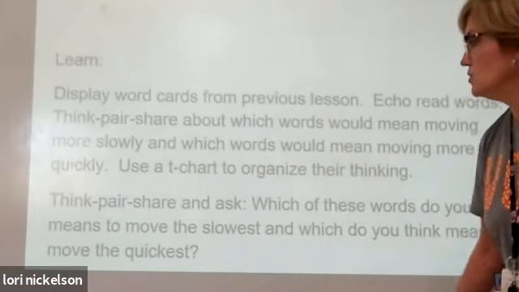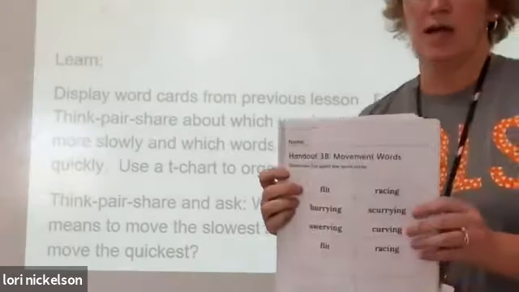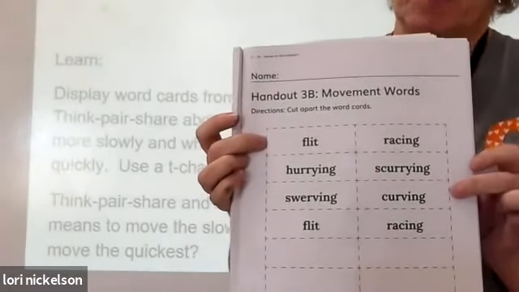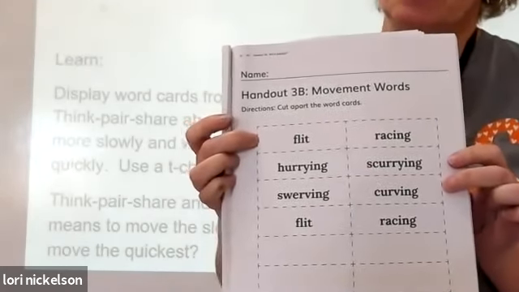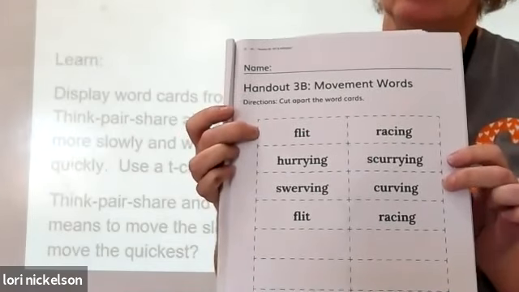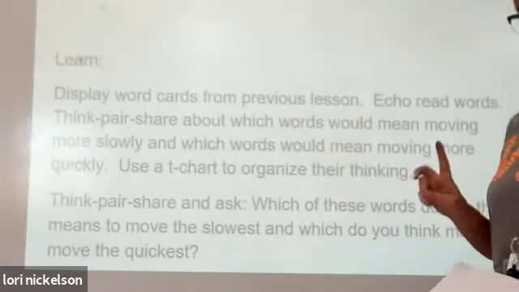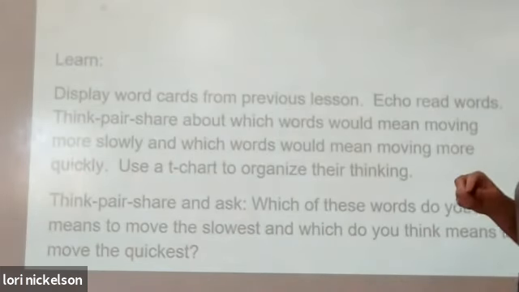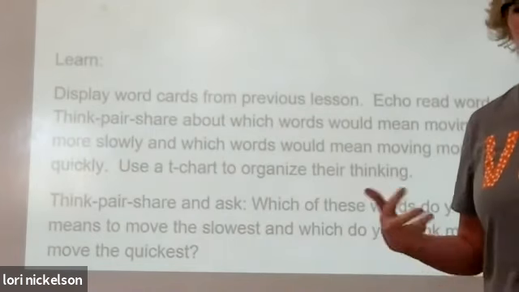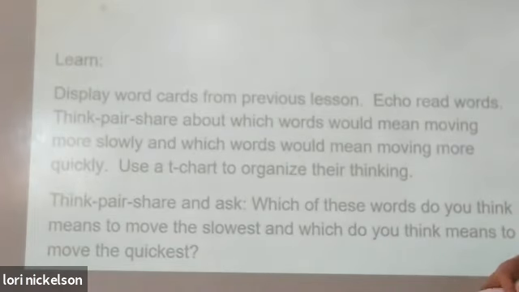So let's use our word cards that we have in our lesson today. I know you do not have them. It's these cards here. They're movement words. You have flit, hurrying, swerving, flit again, racing, scurrying, curving, and racing. All right, you've got 7 words because I'm not going to do flit twice. We'll just do it once. And what we're going to do is think about which one of those is the slowest and which one of those is the quickest. When you're sitting there thinking about these words, how would you put them in order?